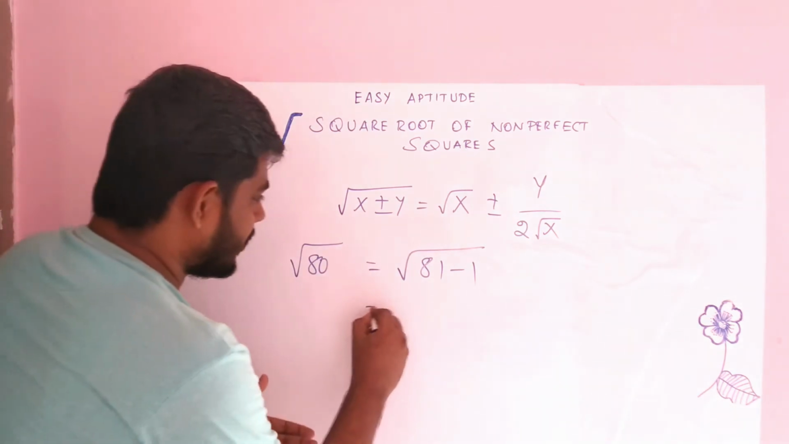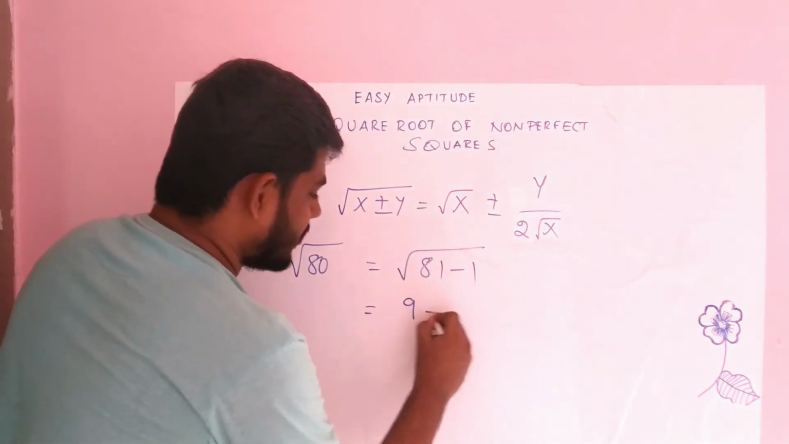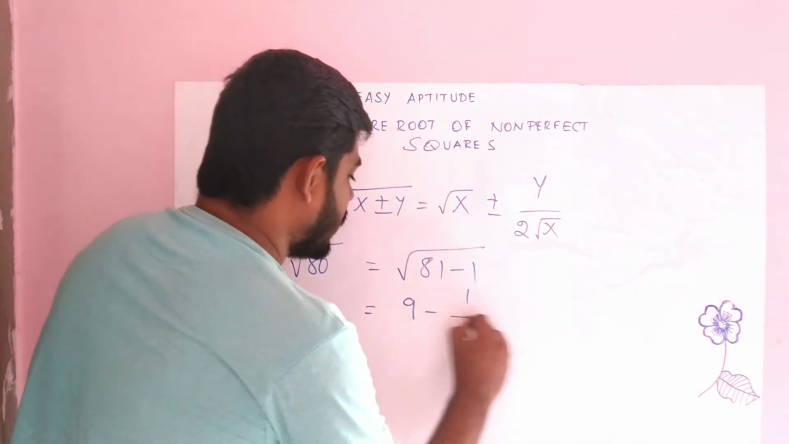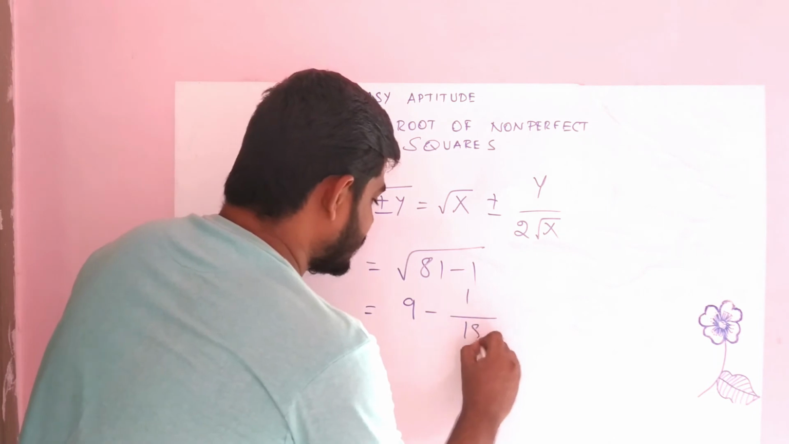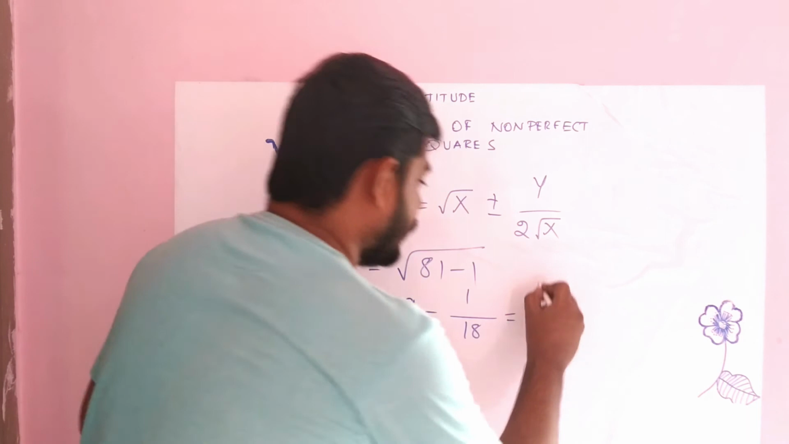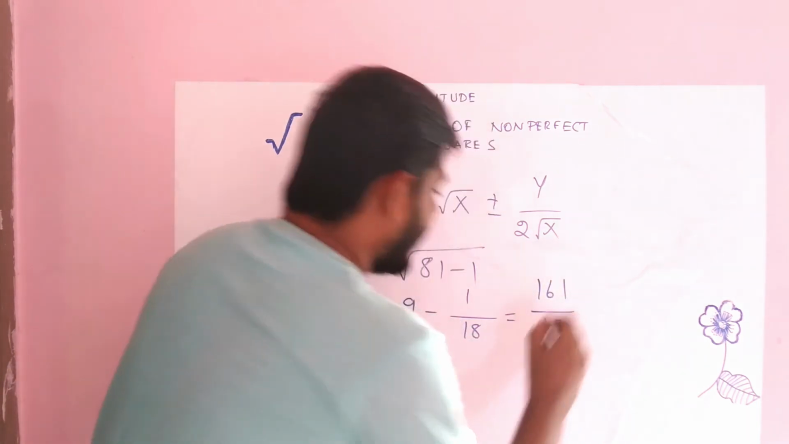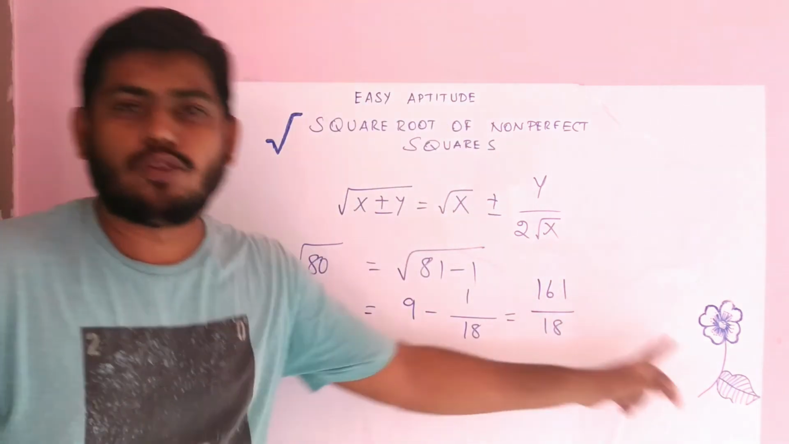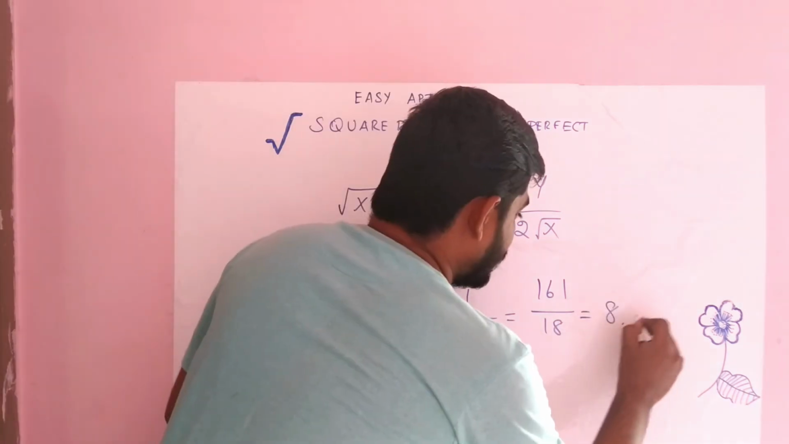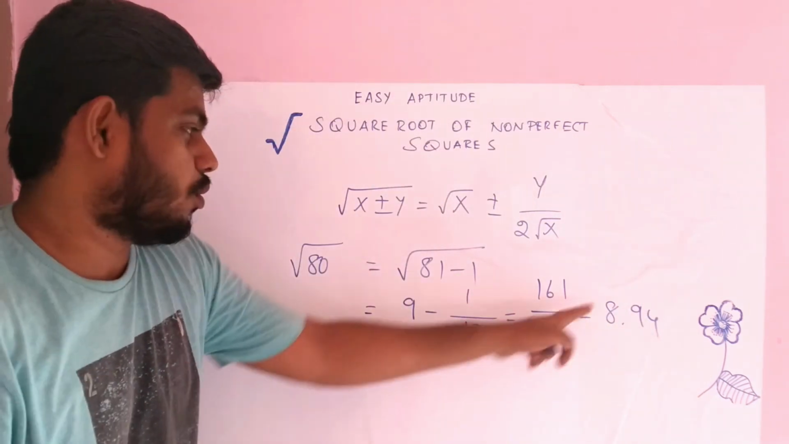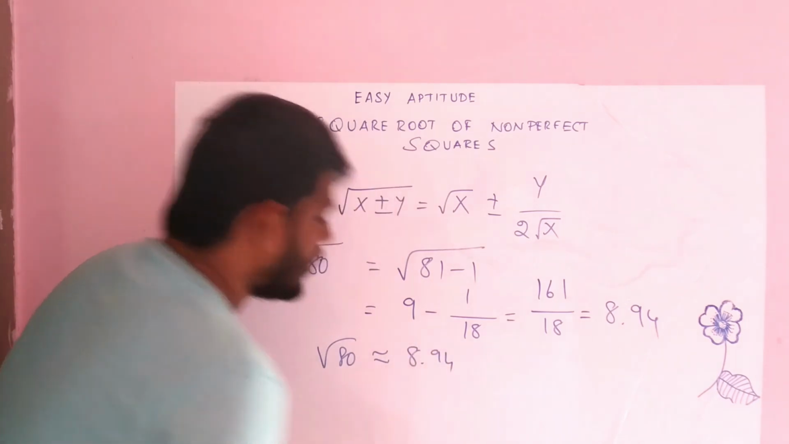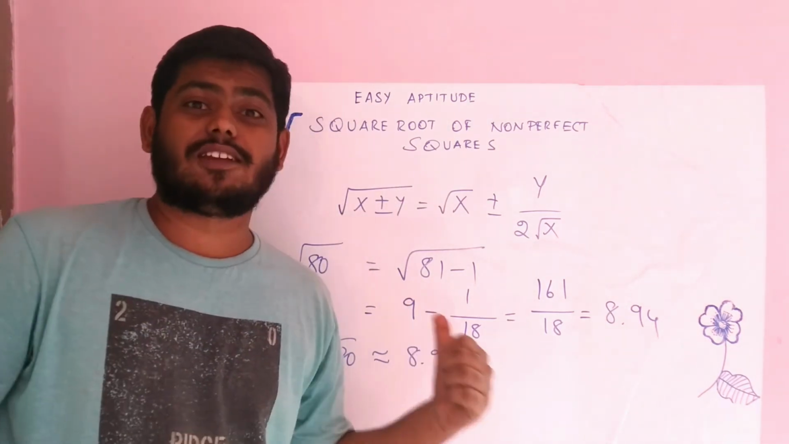Just simply apply the trick. Now square root of 81 is 9. Take the minus, and if it is plus, we have to put a plus over here. Don't forget that. Now y value is 1 divided by 2 times 9, that is 18. 9 into 18 is equal to 162 minus 1, 161. So 161 divided by 18. If you simplify it, you will get the answer. Now 161 divided by 18 is equal to 8.94, which is the closest approximation value. So this is how this trick will be helpful for you.